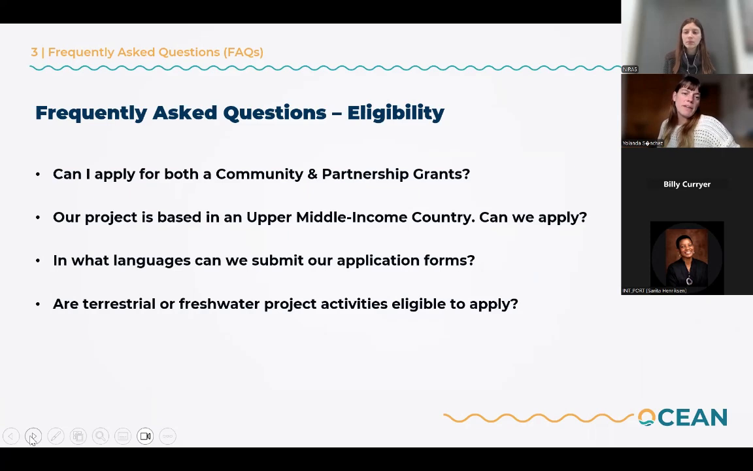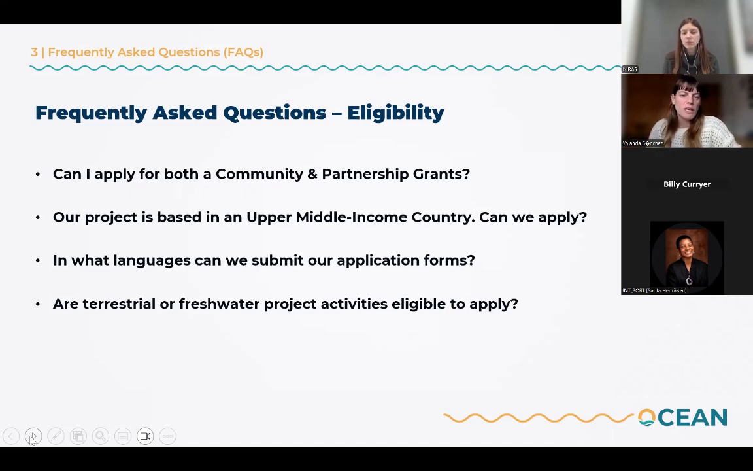Then, our project is based in an upper middle income country. Can we apply? Yes, you can apply. And if you go to the next stage, in stage two, you are going to be asked about the value of your project in your upper middle income country. So just keep in mind that you will need to complete that in case you go to the second stage, and demonstrate that your project is going to have a real impact in that country.